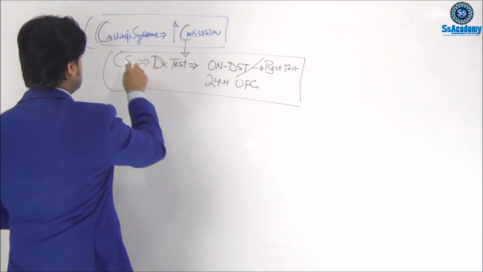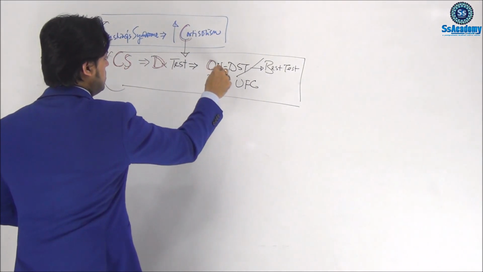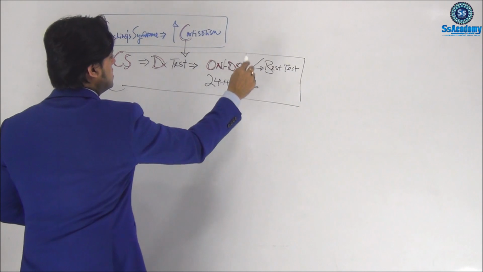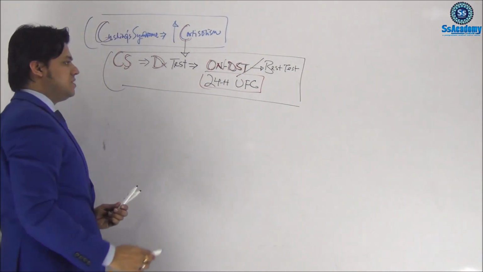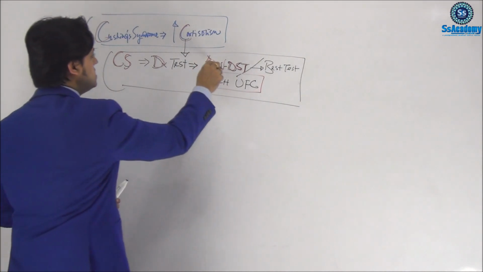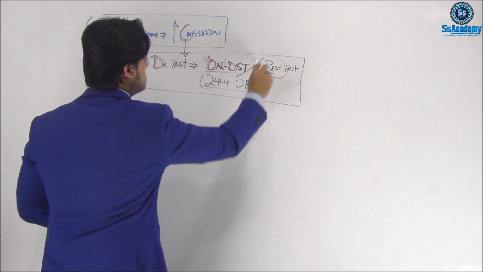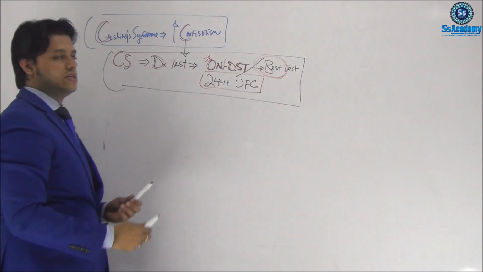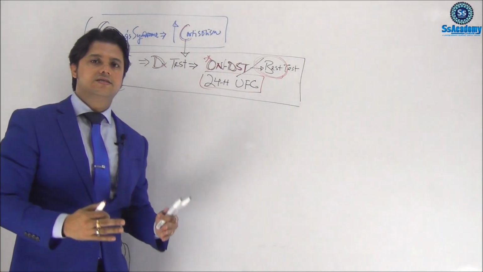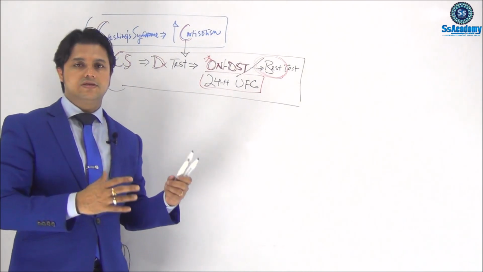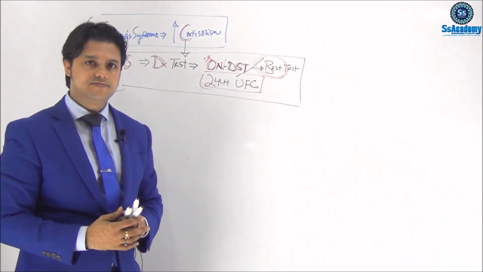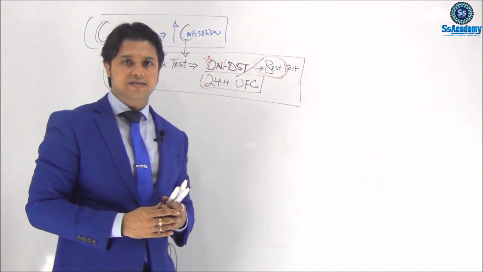I said the diagnostic test of Cushing syndrome is the ONDST, not the 24 hours urinary free cortisol. So what is the best test or better test among these two? ONDST. ONDST is the diagnostic test. So overnight dexamethasone suppression test is the diagnostic test.